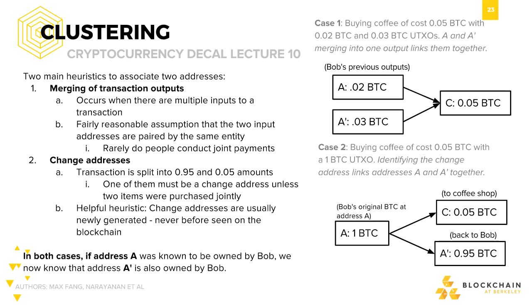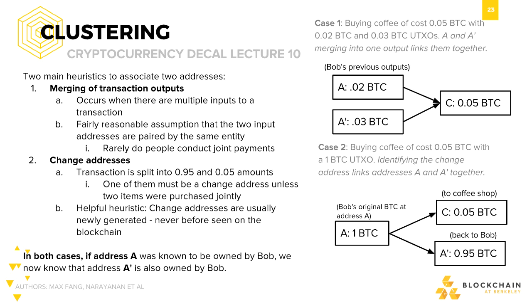Now there are two main heuristics that you can use to do this clustering. The first is merging of unspent transaction outputs. For example, if there is a coffee that you want to buy for 0.05 as the standard amount, and you only have two UTXOs in your wallet, one of 0.02 and another of 0.03, then to pay the coffee shop you'd combine these two outputs into one transaction with the output of that transaction going to the coffee shop.